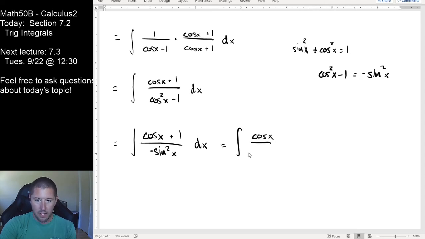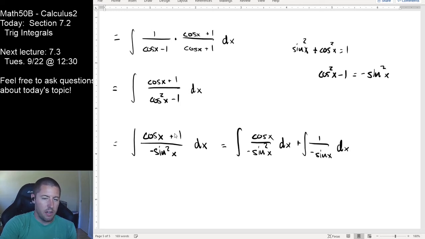That plus 1 is the thing that's bothering me more than anything there. So separate it out into its own issue. The whole beauty of having addition in the numerator and not having addition or subtraction in the denominator is we can just rip that apart. It's 2 different fractions. This is just cosine over sine squared plus 1 over sine squared with that negative attached to that thing right there.